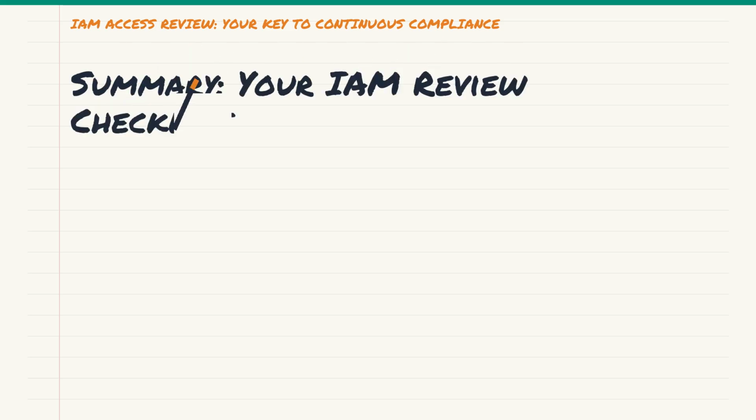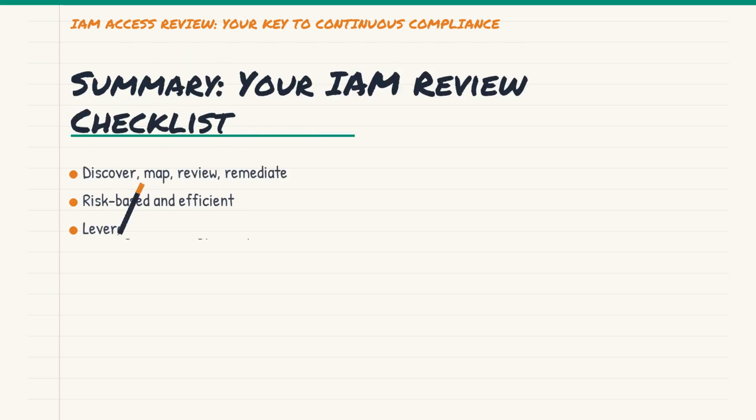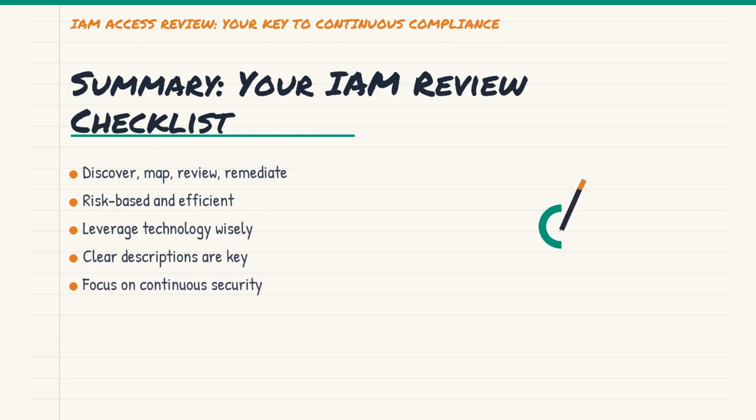Alright, let's quickly recap the essentials. We need a clear process for discovering entitlements, mapping them to users, identifying the right reviewers, making reviews risk-based and efficient, and most importantly, having a solid plan for remediation. Don't forget to leverage technology, provide clear descriptions, and aim for role-based approvals when possible. And always keep an eye out for those rubber stamp situations. This ongoing effort is what keeps your access secure and your compliance in check.